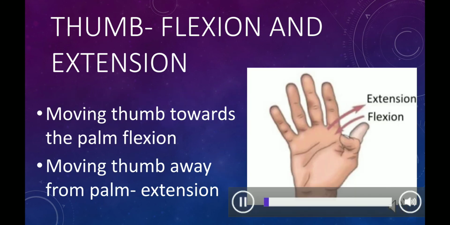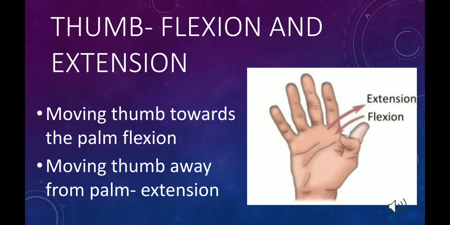Flexion and extension of the thumb. In this figure you can see both flexion and extension in the same hand. Moving the thumb towards the palm is called flexion, and moving the thumb away from the palm is called extension.